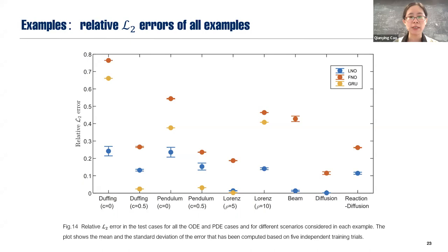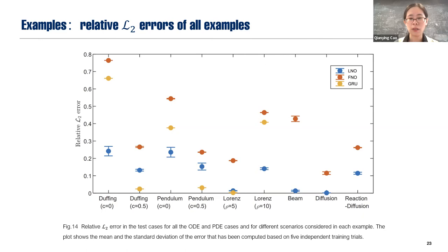Figure 14 summarizes the relative L2 error in the test cases for all the ODE and the PDE examples and for different cases considered in each example. The plot shows the mean and standard deviation of the error that has been computed based on 5 independent training trials. The results demonstrate that the approximation accuracy of LNO is better than FNO, especially for the no damping system and the system with multiple equilibria.